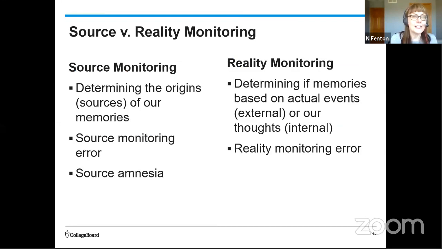Another area of memory is this idea of source versus reality monitoring. So one of the things about the way our memory works is we're a little bit better at remembering the fact, the semantic piece, and not where the memory came from, like the source or the origin. So source monitoring is when you're determining where you heard something, where you got this memory.